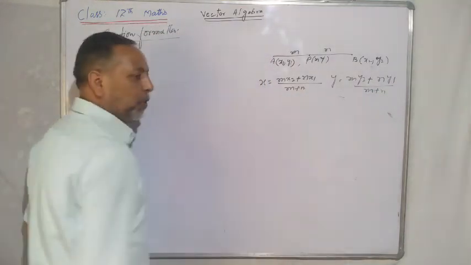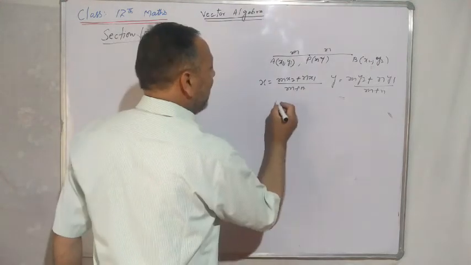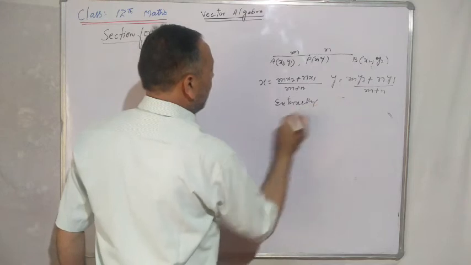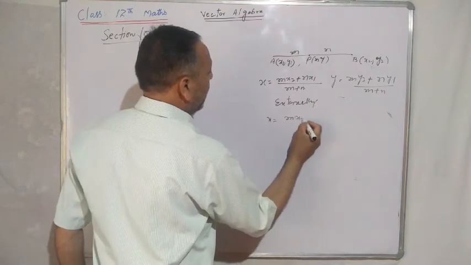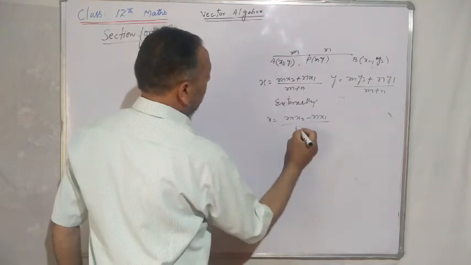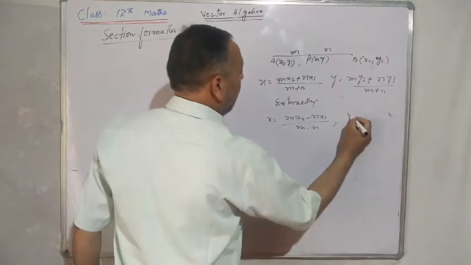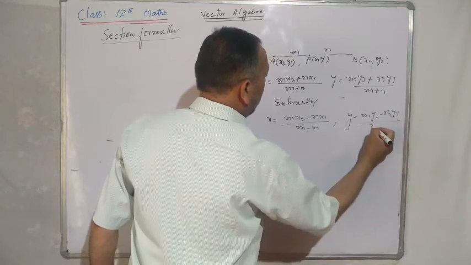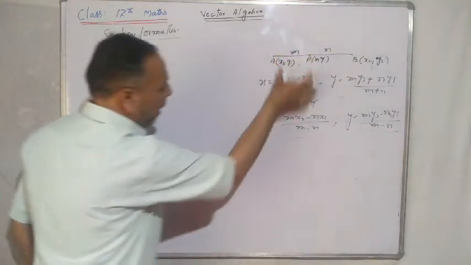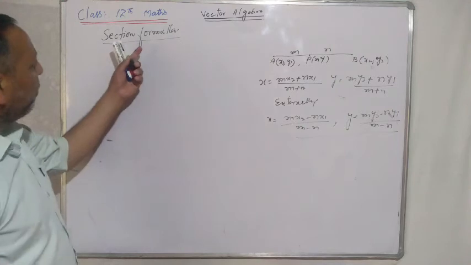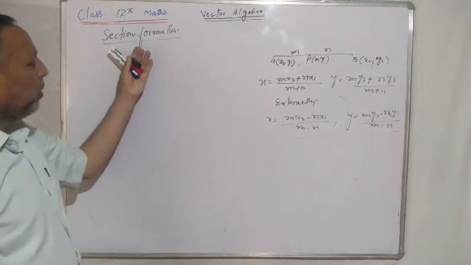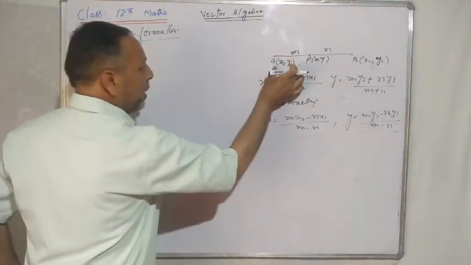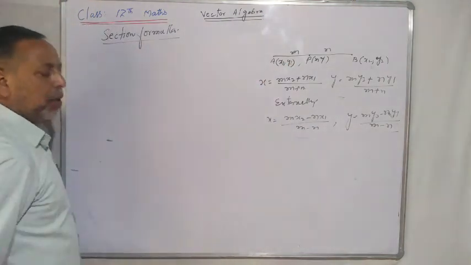ये इंटरनली जब डिवाइड होता था, और अगर एक्सटर्नली जब होता था, अगर आपको याद होगा तो हम कहते थे x is equal to (mx2 minus nx1) divided by (m minus n), and y is equal to (my2 minus ny1) divided by (m minus n). ये आपने 10th क्लास में किया है. आज हम यही सेक्शन फार्मूला करेंगे, लेकिन वेक्टर में. फर्क तो यही है, 3 डायमेंशन में, यहाँ तो 2 डायमेंशन का था, यहाँ हम 3 डायमेंशन में करेंगे, बाकी तो सेम है.